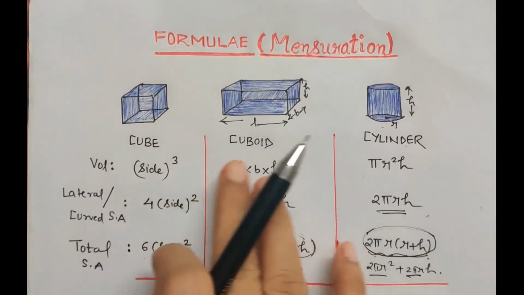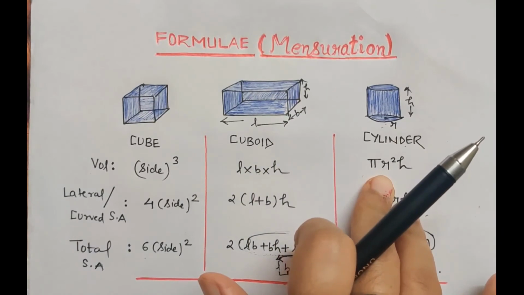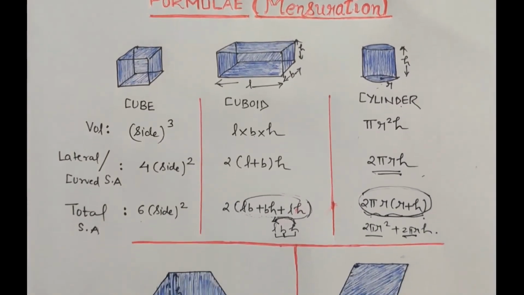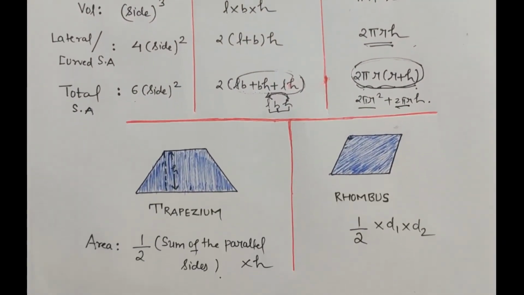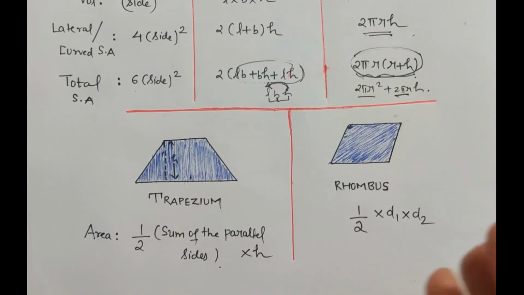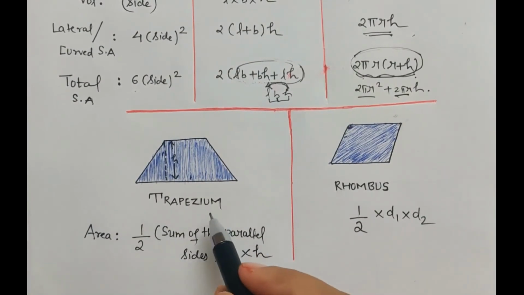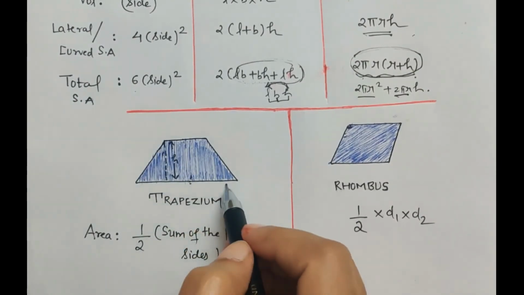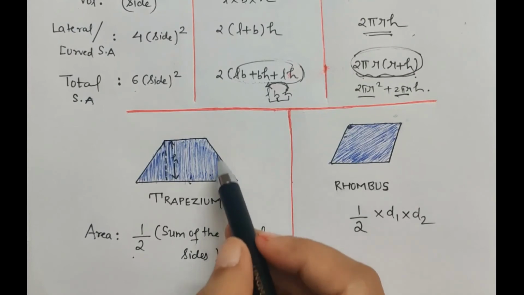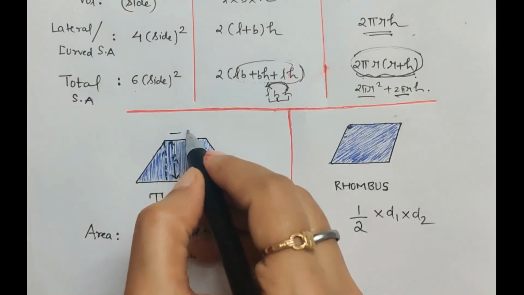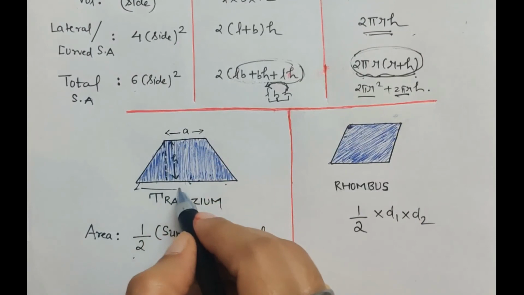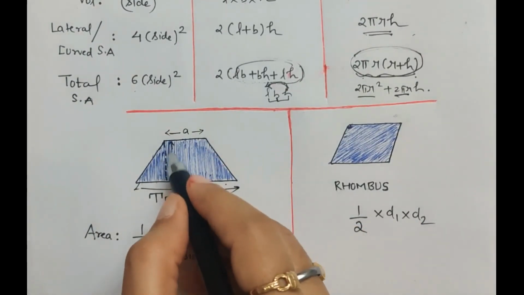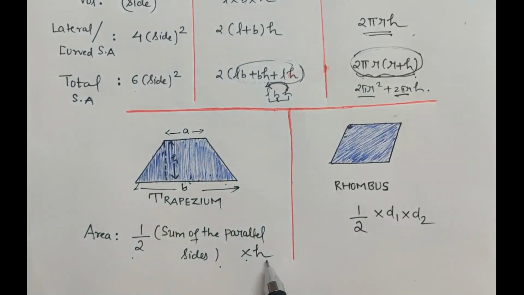Now these are the 3 solid figures on which questions will be there in the chapter, and we must also know 2 more plane figures, trapezium and rhombus, because their formulae are also required while solving the problems. In a trapezium we have a pair of parallel sides and non-parallel sides. So area of a trapezium is half of the sum of the parallel sides. Let us say this is A and this is B. We add these two and multiply by the height. Whatever the height of the trapezium is given, we multiply that.